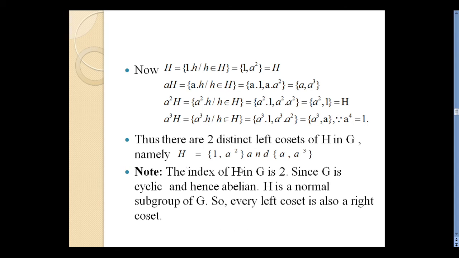Note, the index of H in G is 2. Since G is cyclic and hence abelian, H is a normal subgroup of G. So every left coset is also a right coset. So when you find a left coset, that is also equivalent to the right coset.